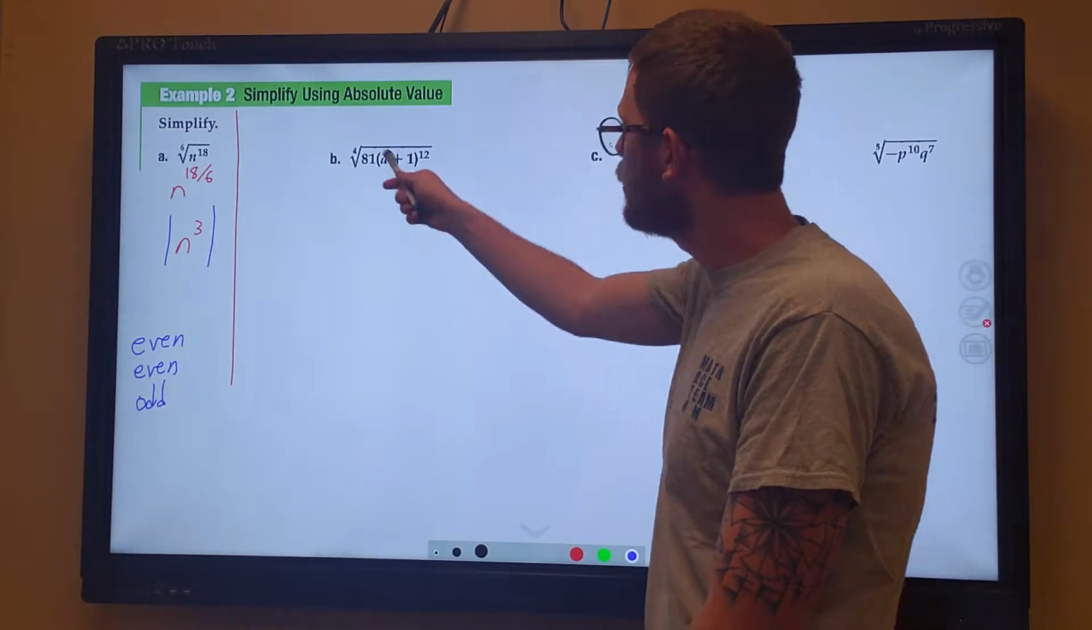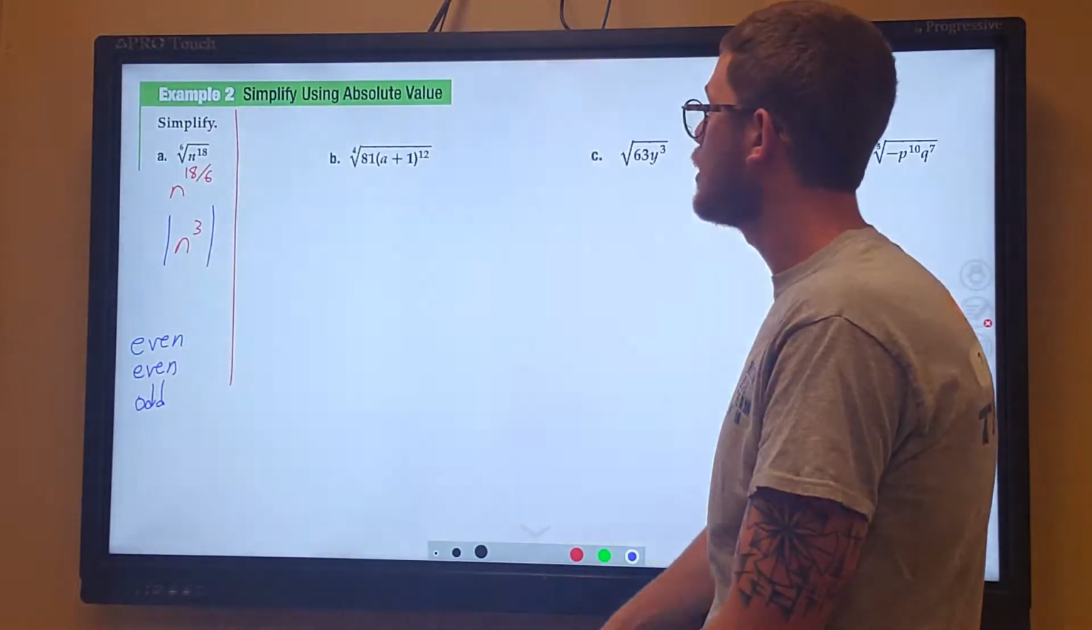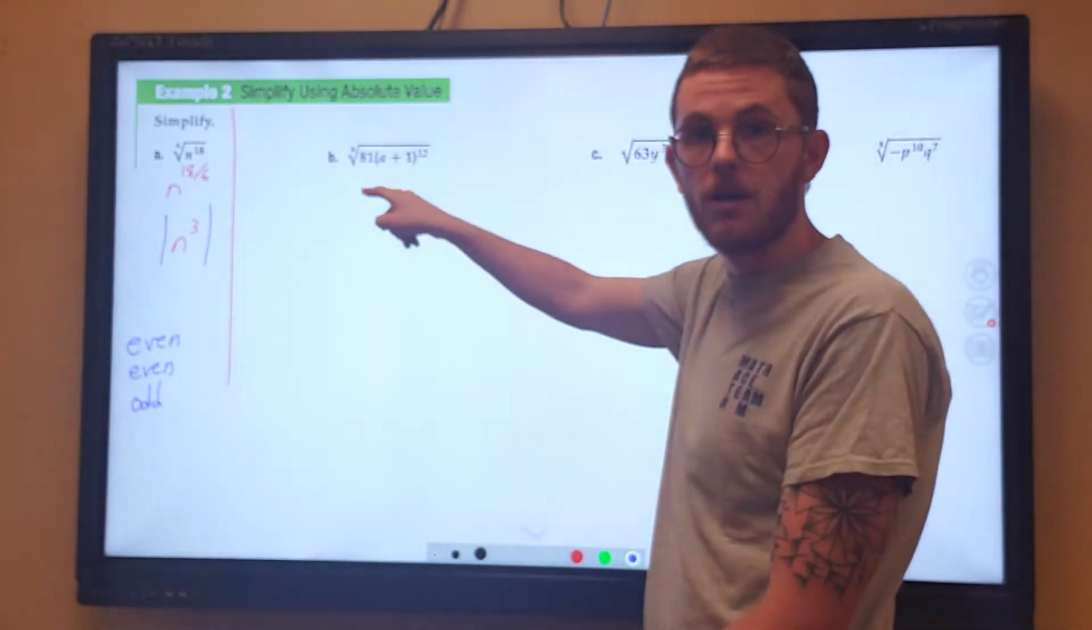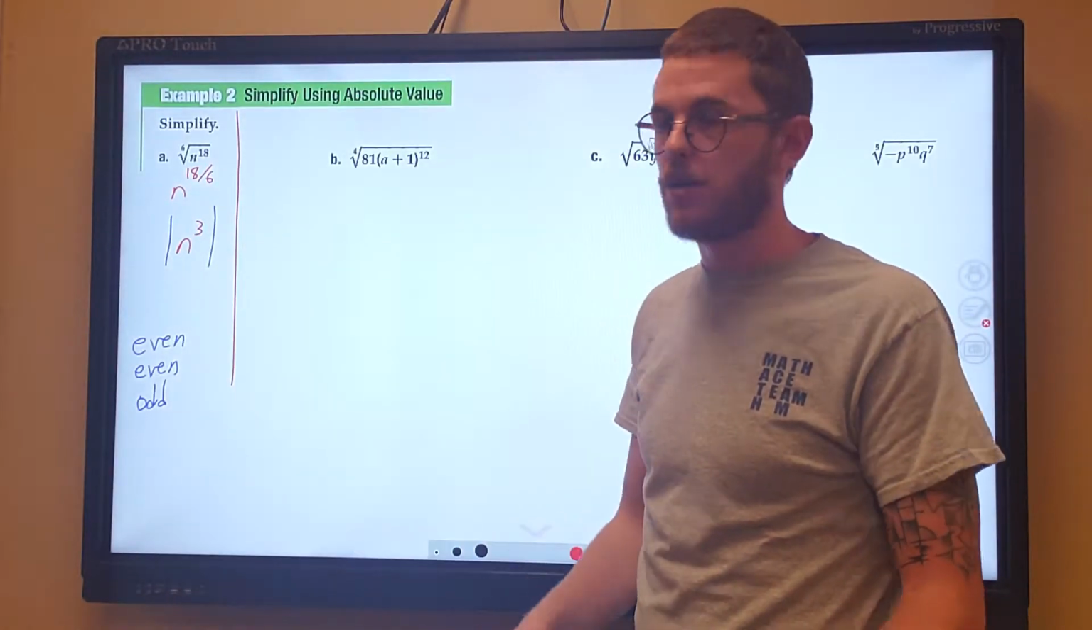So let's take a look at this one. Notice right here we are doing an even root of an even exponent. So we're going to have to be careful.